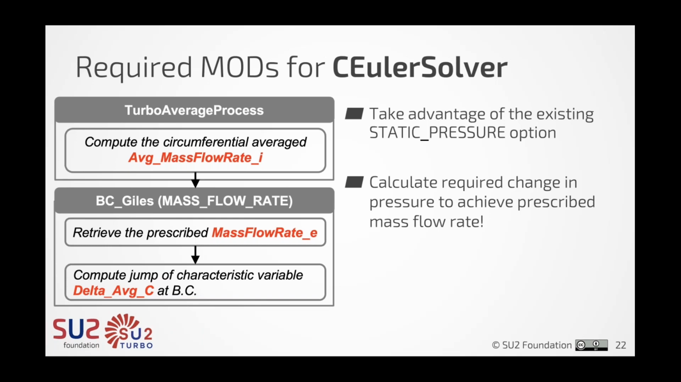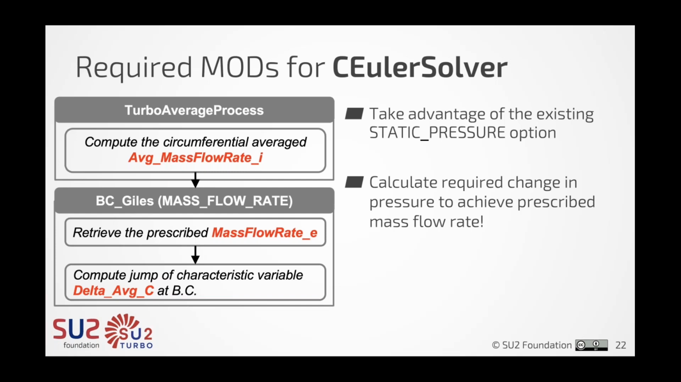So now let's talk about how we're going to modify our previous flow chart for a mass flow rate condition. We're going to do the exact same thing again with the turbo average process, but what we need to do here is compute the circumferential average mass flow rate rather than the pressure. So we add in a little thing, we call that average mass flow rate. Then we need to retrieve a prescribed mass flow rate and then calculate our characteristic jump.